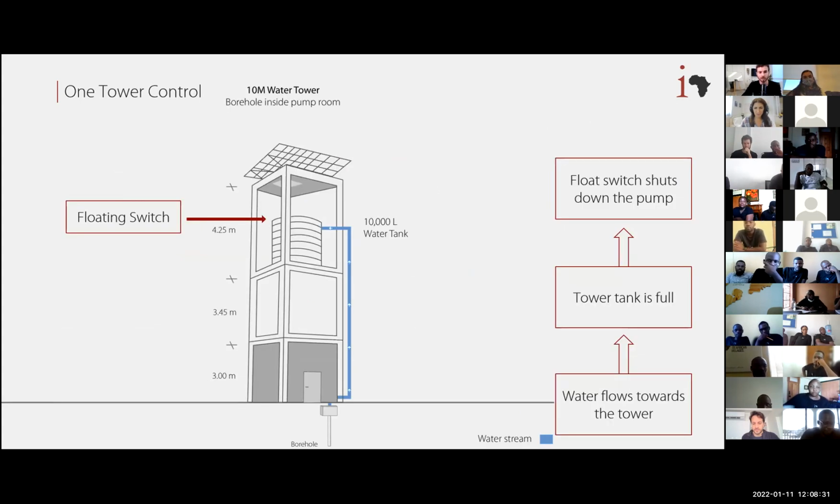So as I told you, one-tower control. The water flows towards the tower, and when the tower tank is full, we have a floating switch located inside the tank that shuts down the pump. The moment it gets to the higher point, it sends an electrical pulse to the pump controller and then to the pump, and it shuts down the pump. And then after they use the water, the floating switch goes down towards the bottom, and then it automatically turns on the pump when it says we need more water.